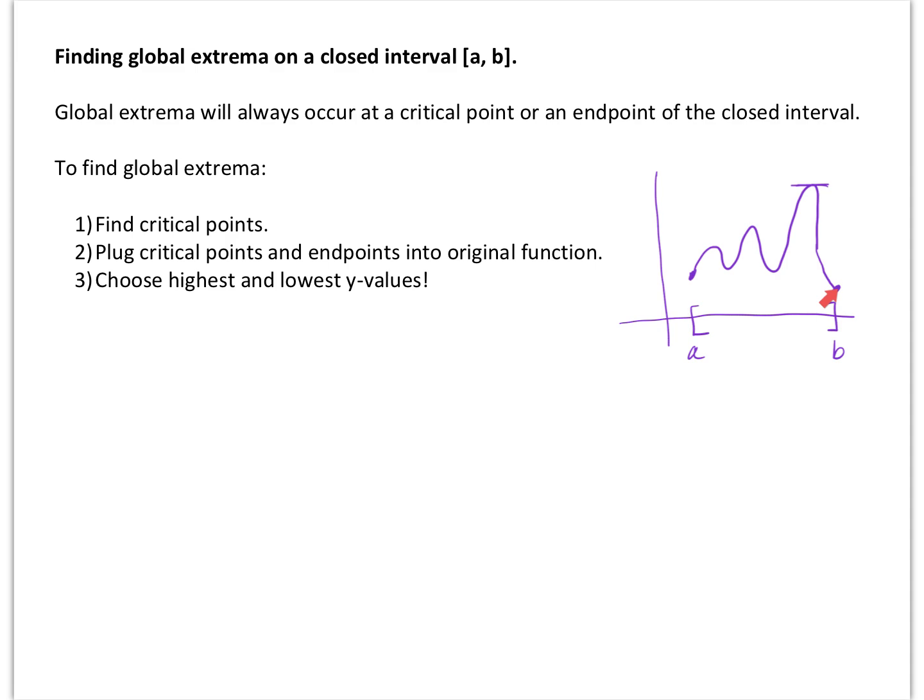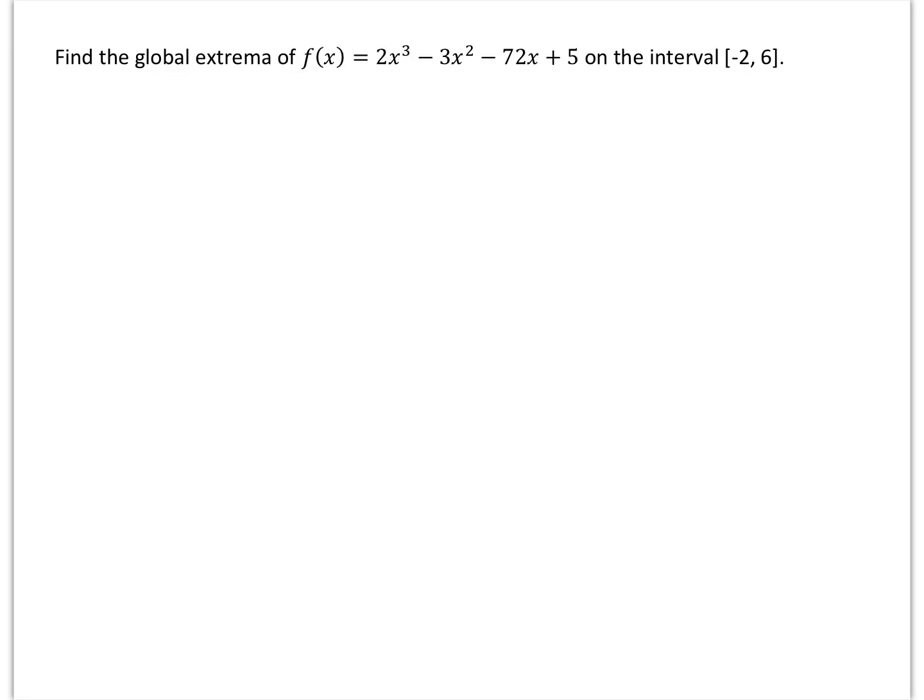So the way you identify the global extremum is to find all the critical points and the endpoints, and plug them into the function. The biggest y value will be your global max, and the smallest y value will be your global min. Let's try it out. Find the global extrema for f of x equals 2x cubed minus 3x squared minus 72x plus 5 on the interval from -2 to 6.